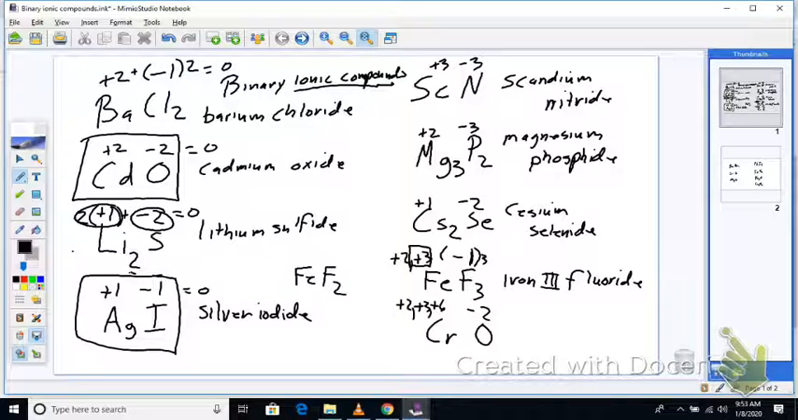What is the name of FeF2? Iron 2. They have different properties, different characteristics. So this is a -1, and I got a choice of a +2 or a +3. I got 2 of those. I got to match up the charge. That's the 2. So that would be iron 2.